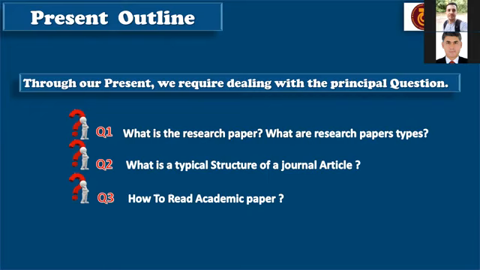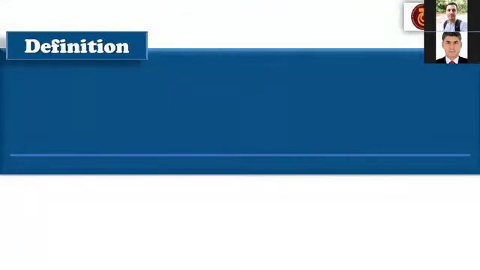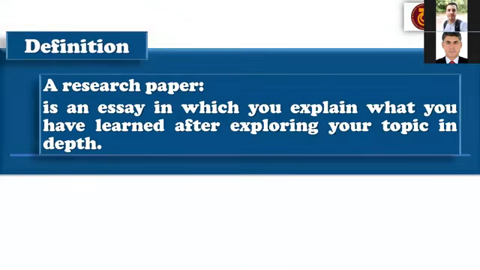So now we start with the first question we need to answer: what is an academic paper, or what is a research paper? A research paper is an essay in which you explain what you have learned after exploring your topic in depth.